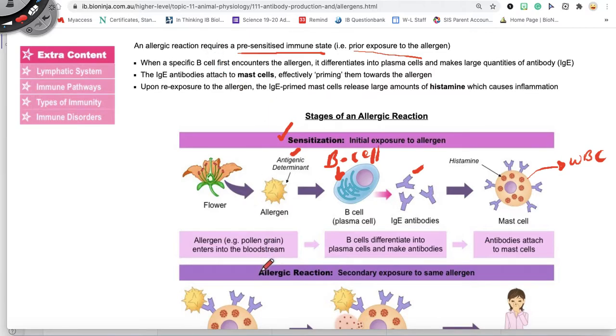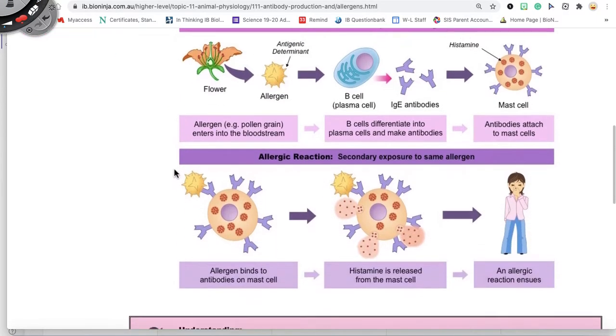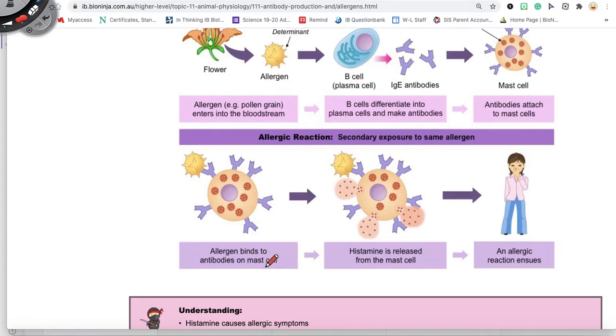So what happens the second time you're exposed to the same allergen? This is what we call the actual allergic reaction. In this instance, the allergen, just the pollen in this case, is going to bind to the antibodies on mast cells. And then the mast cells release a molecule called histamine. It is this molecule that causes the allergic symptoms. And then you start your allergic reaction that can vary in degrees of severity.